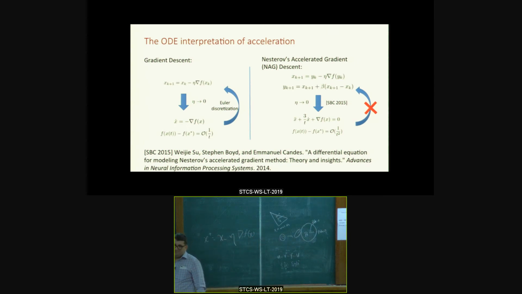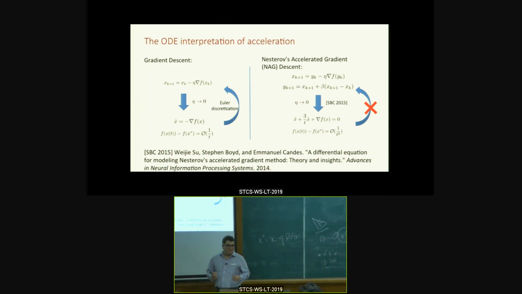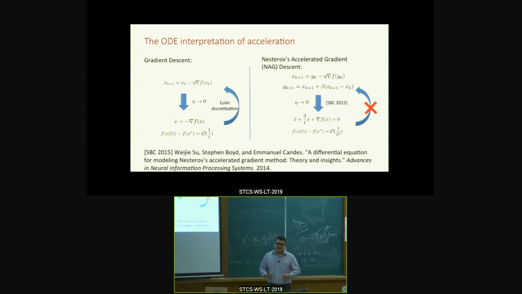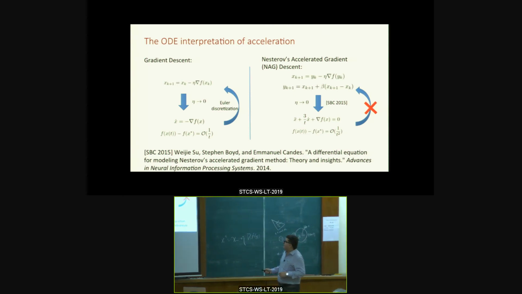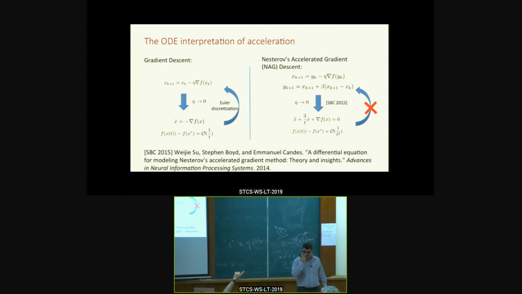Exactly. Different discretization schemes lead to different algorithms, and it's not clear which one of them gives you acceleration, right? And as you will see, by acceleration, I mean this rate of 1 over t squared, because gradient descent is 1 over t.